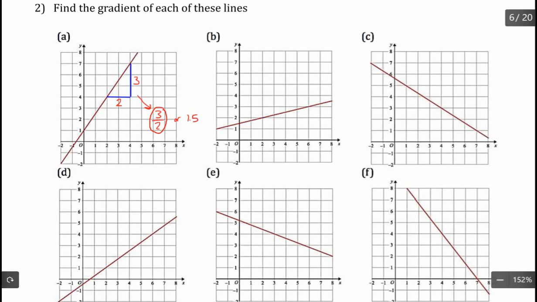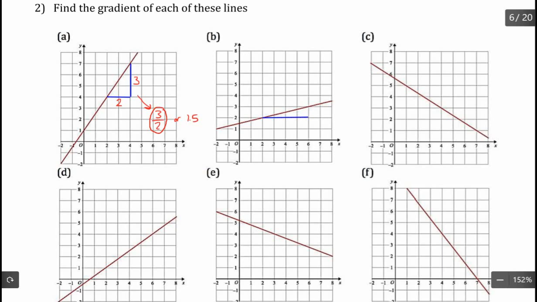For example, this next one, there's a nice point. It's very hard to say. If I just went 1 across, it's very hard to say how far up the line has gone there. You know, what fraction of a square has it risen? So that's why we pick nice points where it goes to the corner of some squares.